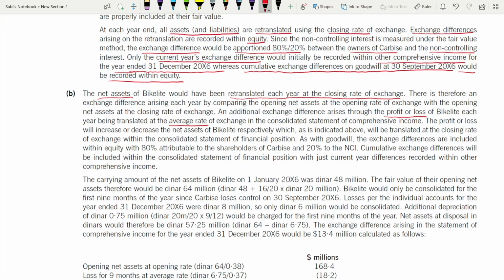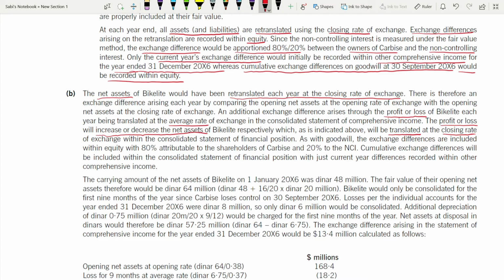So the profit or loss will increase or decrease the net assets. Definitely, profit or loss, what does it do? It will increase if it's a profit or decrease if it's a loss, the net assets of Bike respectively, which as is indicated above will be translated at the closing rate of exchange within the consolidated statement of financial position. When you're taking it in the consolidated statement of financial position, it will be translated at the closing rate, after you take the profit or loss. For the net assets, you increase or decrease by the profit or loss. After that, you translate at closing date.